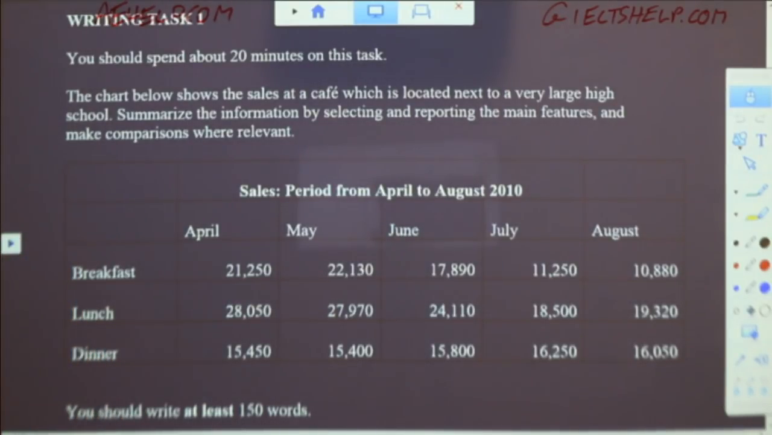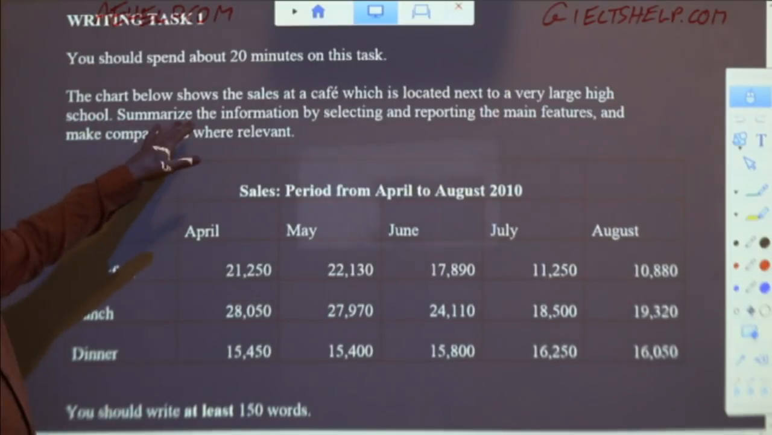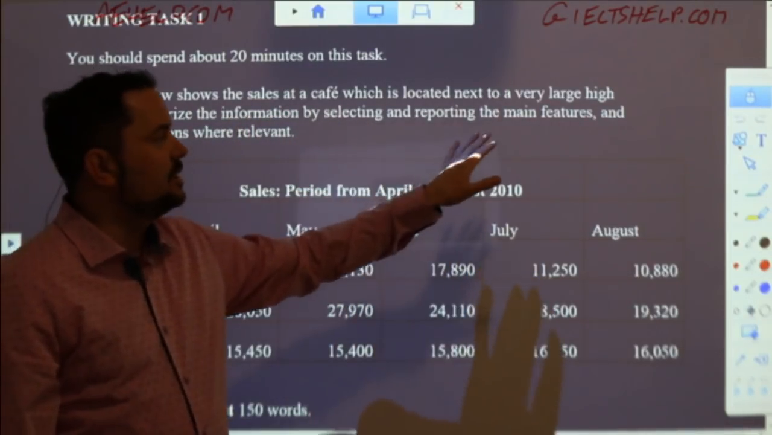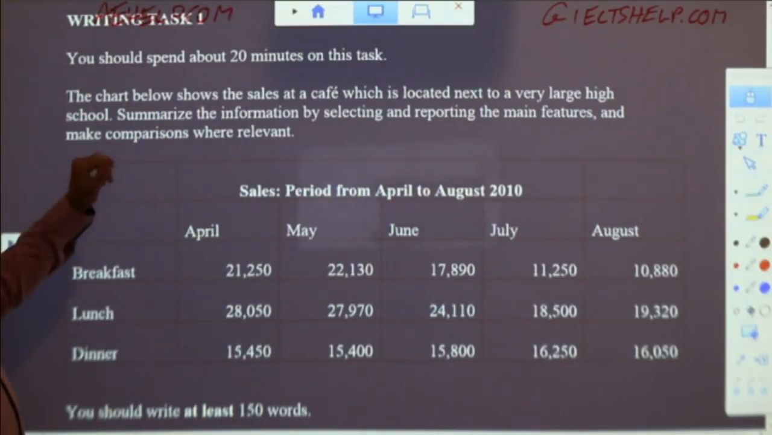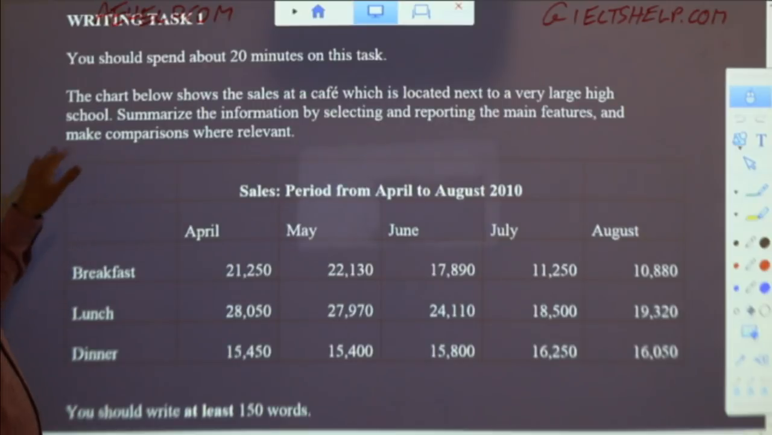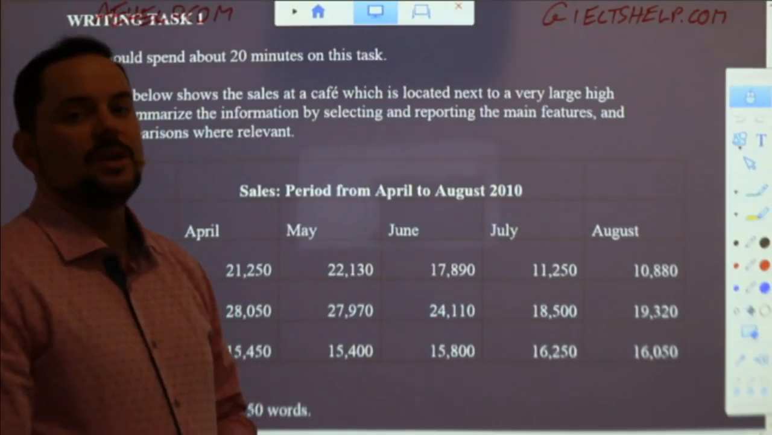This is a table type question, and the question reads as this. You should spend about 20 minutes on this task. The chart below shows the sales at a cafe, which is located next to a very large high school. Summarize the information by selecting and reporting the main features and make comparisons where relevant. Okay, what is your first step?